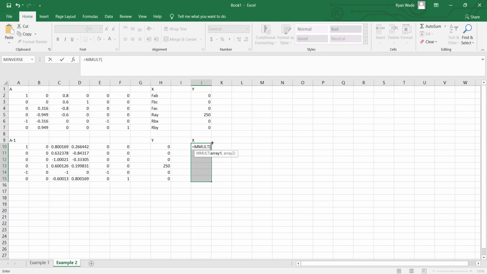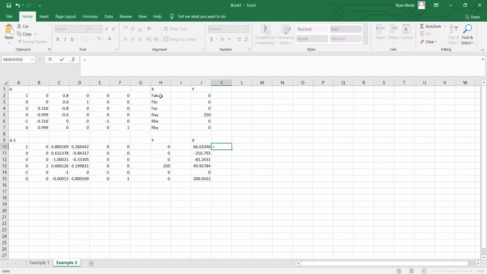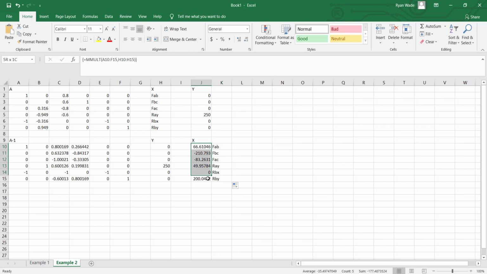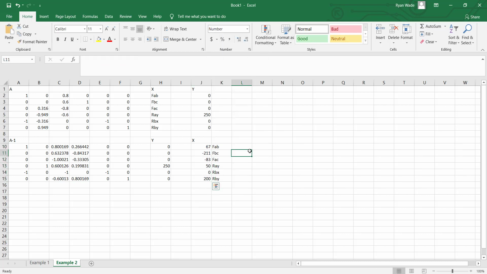The multiplication of those two matrices, right? And again, Control-Shift-Enter, and it plugs in my values. So if I write out my X again, and I say these are my variables that they correspond to, I'm also going to change this into numbers and get rid of a couple decimal places.